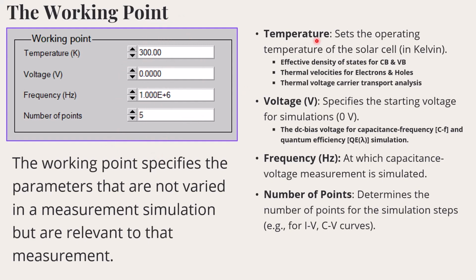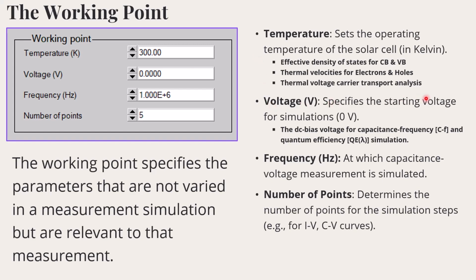these values. Now, the temperature is the operating temperature for the solar cell, and it is useful for some parameters that are dependent on the temperature. For instance, the effective density of states for the conduction band and the valence band is dependent on temperature. So this temperature must be loaded. The thermal velocity for the electron and hole also depends on the temperature. The thermal voltage for the carrier transport analysis is also dependent on temperature. For that reason, the temperature has to be part of the standard parameters.